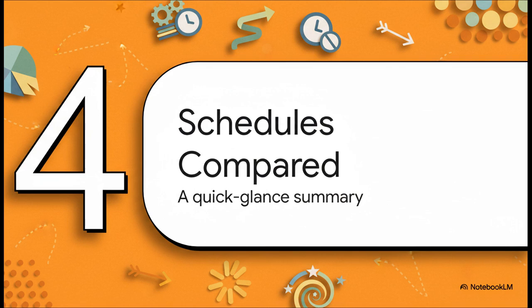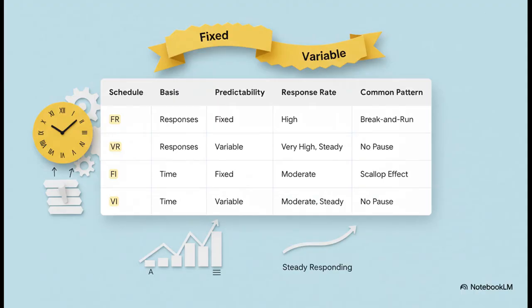Okay, now that we've walked through all 4 simple schedules, let's put them side by side to really highlight the key differences between them. This chart really summarizes everything nicely. So notice that ratio schedules, which are based on responses, produce much higher rates of behavior than interval schedules, which are based on time. And then if you look at predictability, the fixed schedules, that's FR and FI, both result in that pause right after reinforcement. But in contrast, the variable schedules, VR and VI, produce that steady responding with no pauses, all because of that unpredictability.